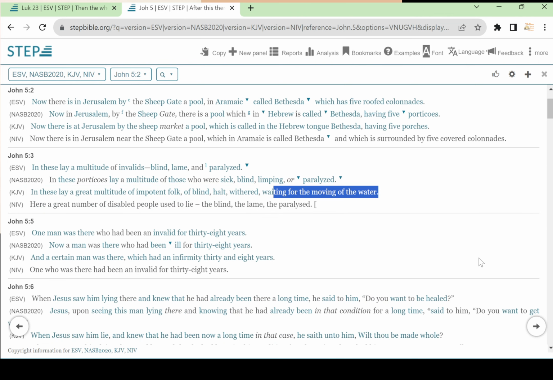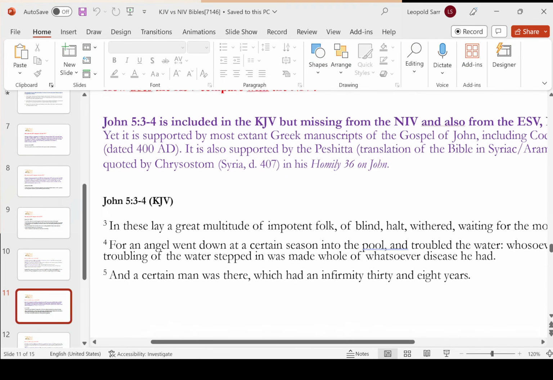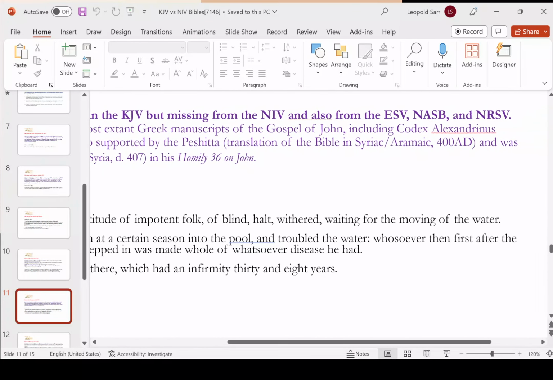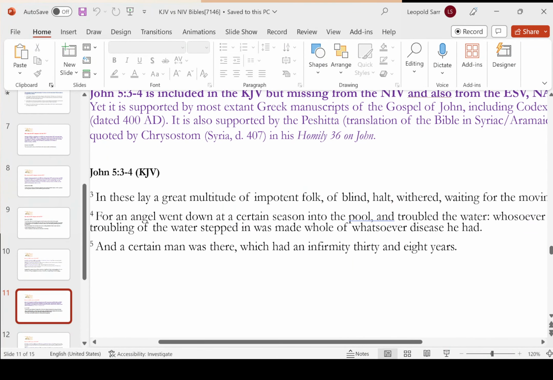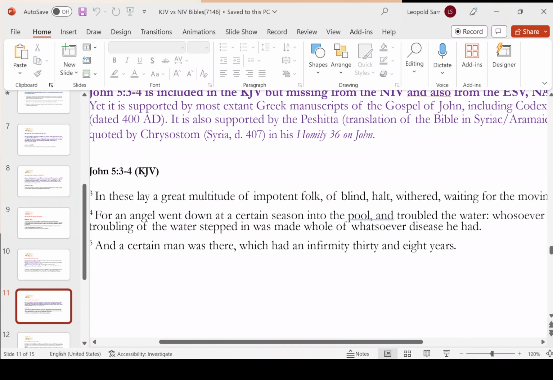Okay? And you can see also when you look at verse 5 here, it doesn't have verse 4. So it's missing verse 4 and part of verse 3, the second part of verse 3. Now when we take a look at the King James Version about verse 4, this is what we find. Let's look at it. We read it here. It says, verse 4, this is the missing verse, for an angel went down at a certain season into the pool and troubled the water. Whosoever then first after the troubling of the water stepped in was made whole of whatsoever disease he had.